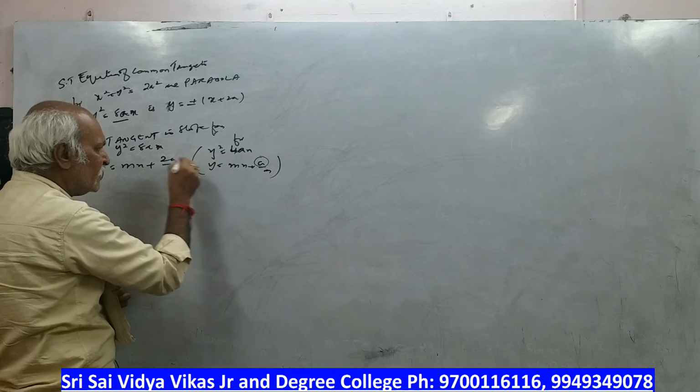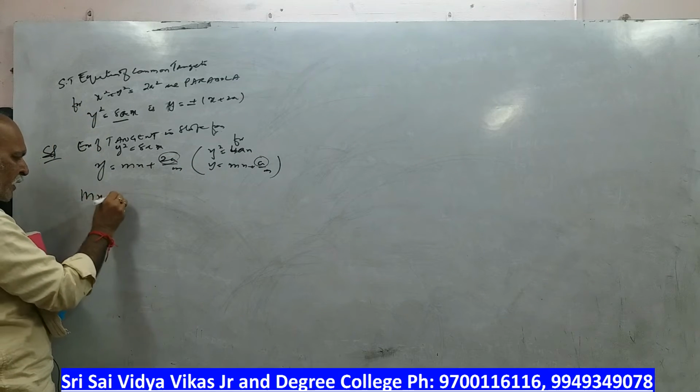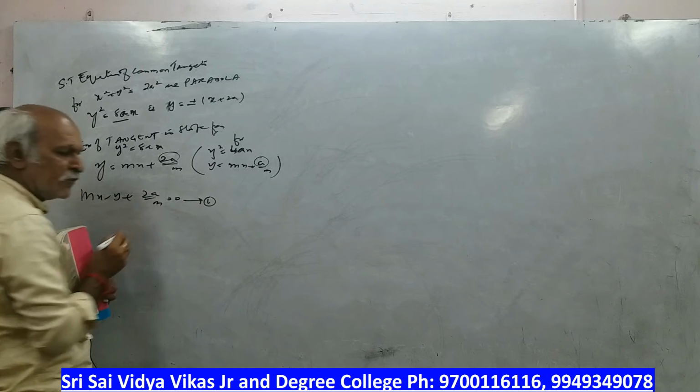Here a is there, this will become 2a. This is very, very important. So this we rewrite as mx minus y plus 2a by m is equal to 0. You call it equation number 1.